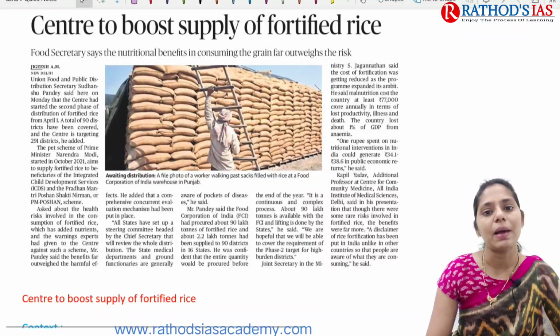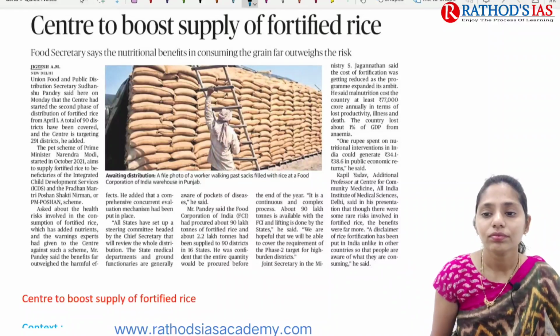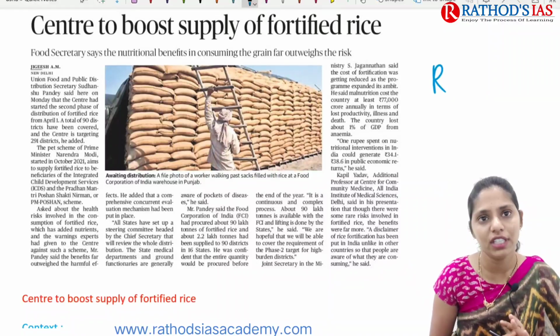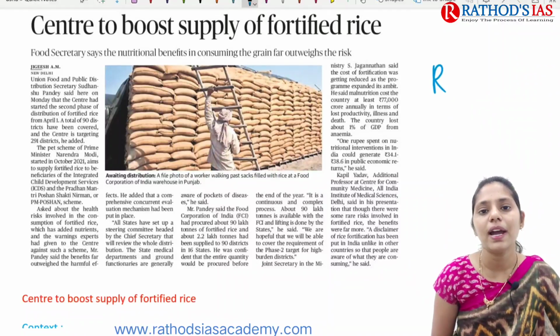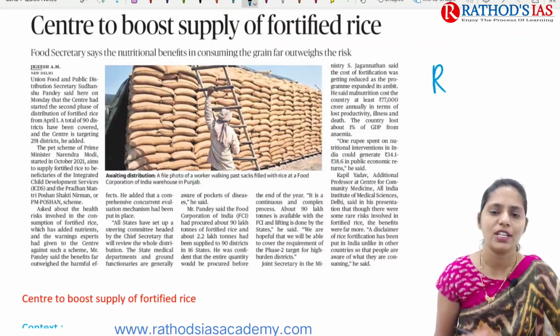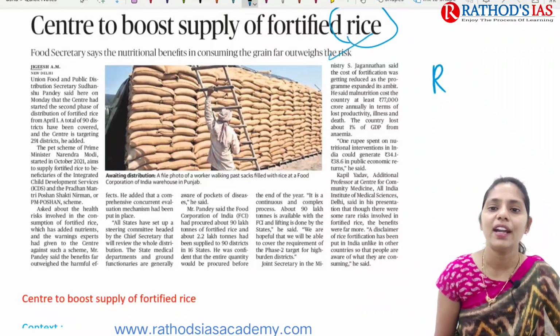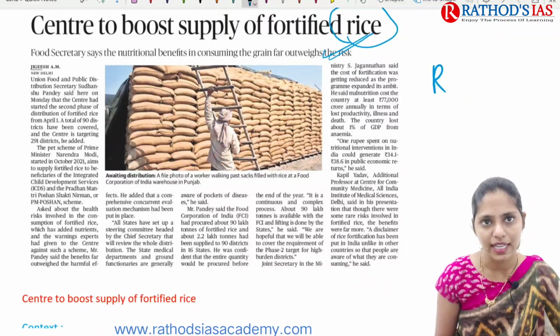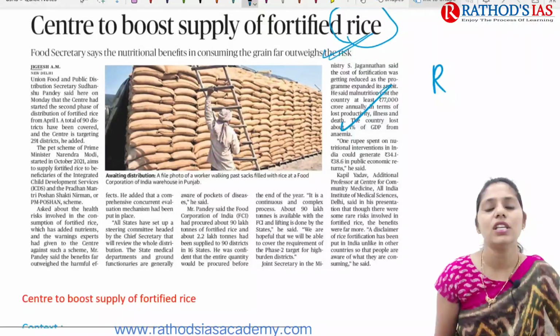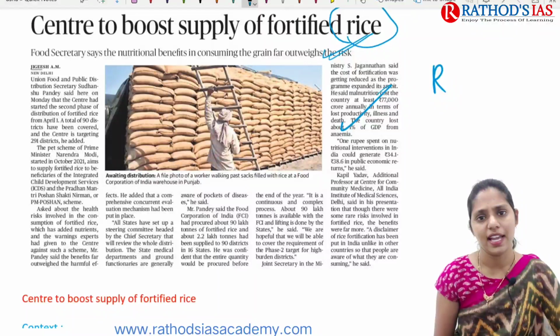Centre to boost supply of this fortified rice. So what is fortified rice? What is the meaning of fortification? Fortification is nothing but adding some extra minerals and vitamins to the food. That is called fortification of food. In this rice we are mainly adding vitamin D, vitamin A, like that. This article is important for your GS Paper 2 under society, even hunger, like that.